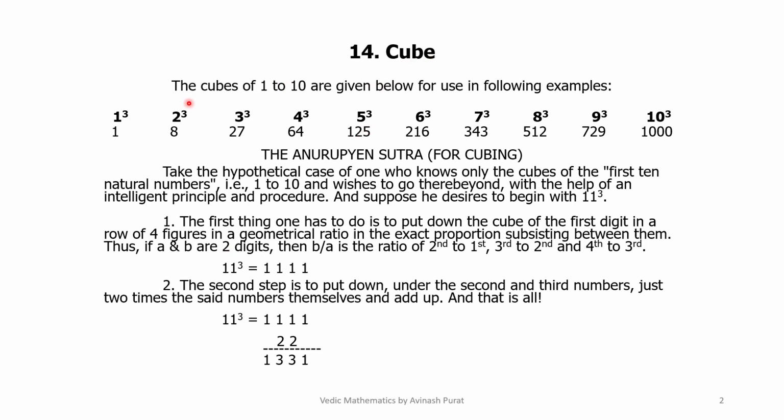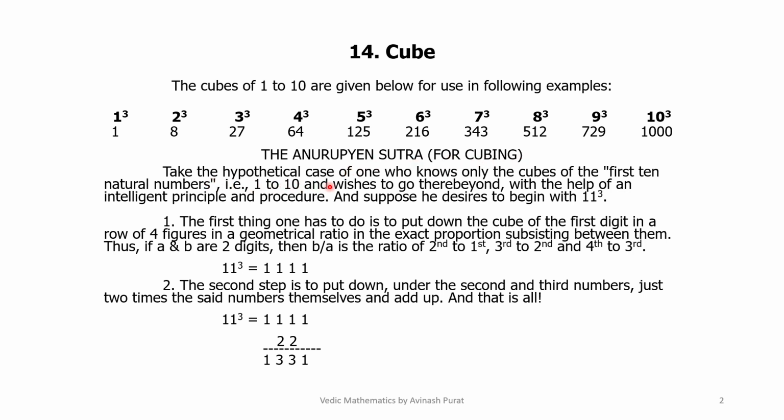Cube. The cubes of 1 to 10 are given below for use in following examples. 1 cube is 1, 2 cube is 8, 3 cube is 27, 4 cube is 64, 5 cube is 125, 6 cube is 216, 7 cube is 343, 8 cube is 512, 9 cube is 729 and 10 cube is 1000.